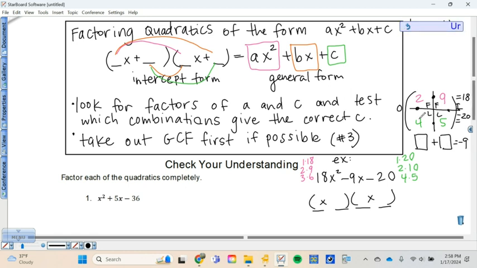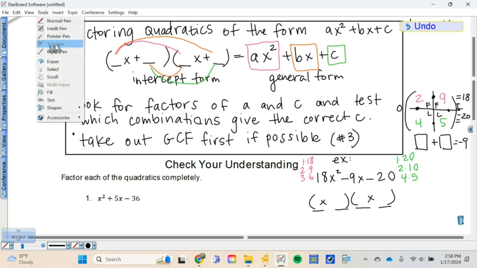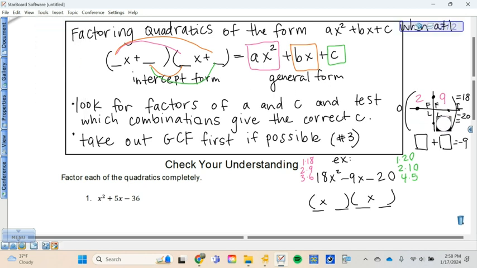No. What if I flip-flopped them around? What if I left my 2 and 9 there, but I switched those to 5 and 4 instead? I meant to do green. But 2 times 5, that's 10. 9 times 4, that's 36. Also not going to get me to negative 9, right? So I know I can't use 2 and 9 with 4 and 5, but I could use maybe 1 and 20. 1 and 20 get there? No, that's not going to get there.